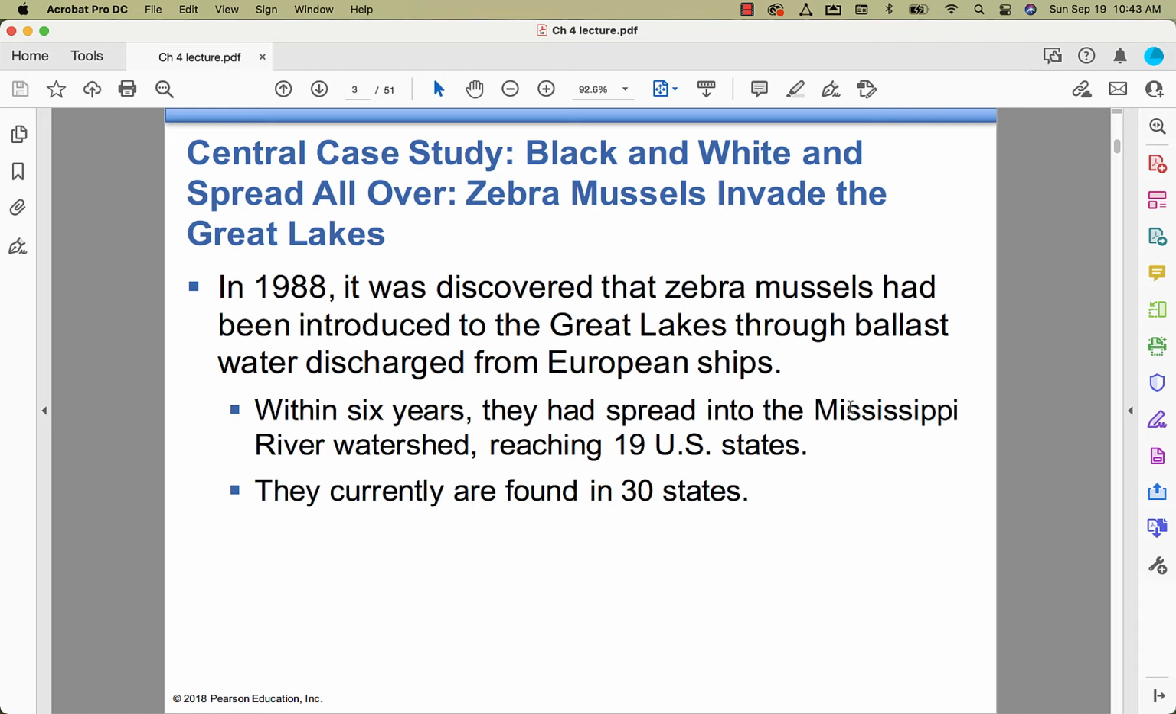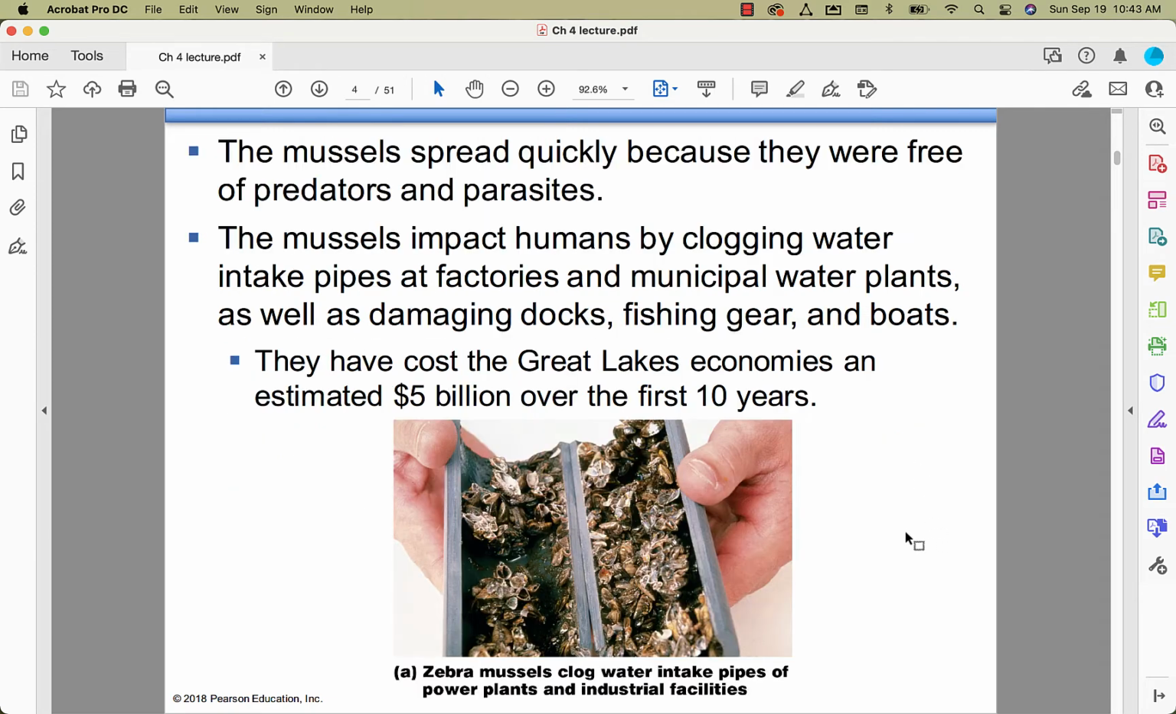6 years after 1988, so 1994, they had spread down into the Mississippi River watershed, hit 19 states, and as of 2018, they are in 30 states. There's a map later on in the lecture that will show you the spread. So they don't have predators in the Great Lakes. They don't have parasites in the Great Lakes. So because there were no limiting factors on them, they spread like wildfire.